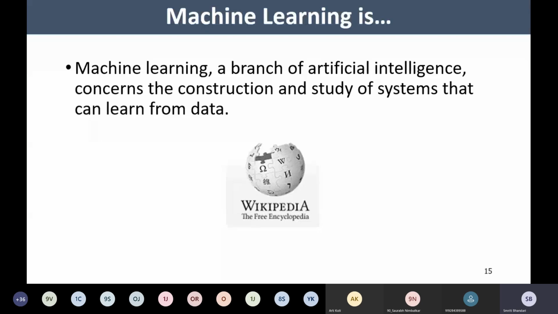According to Wikipedia, once again I am repeating the definition: machine learning is a branch of artificial intelligence that concerns the construction and study of systems that can learn from data.